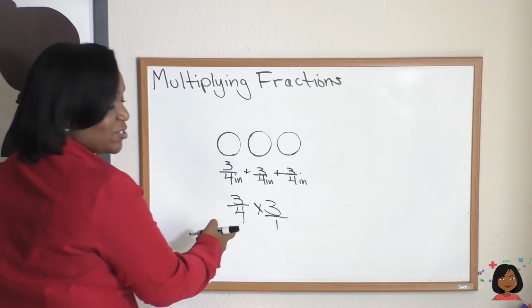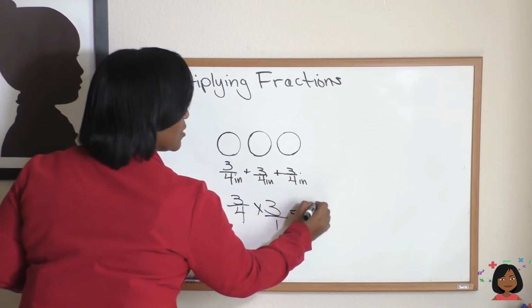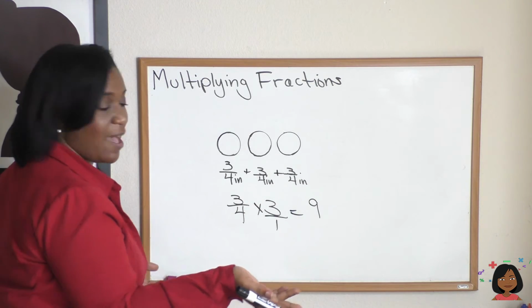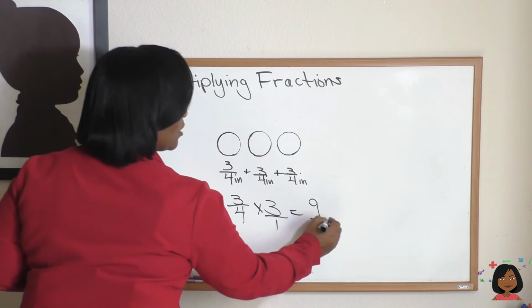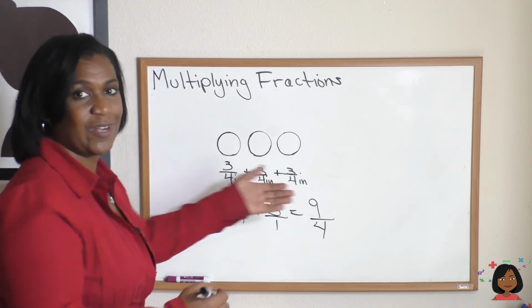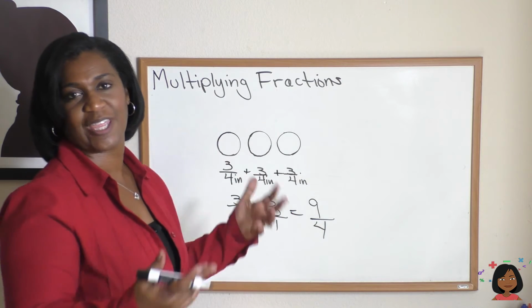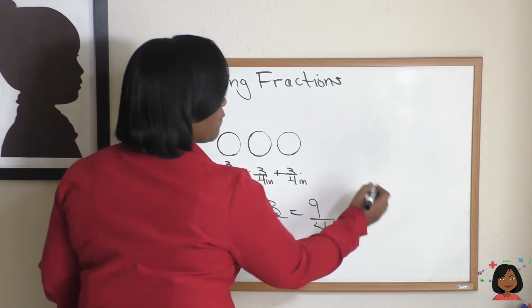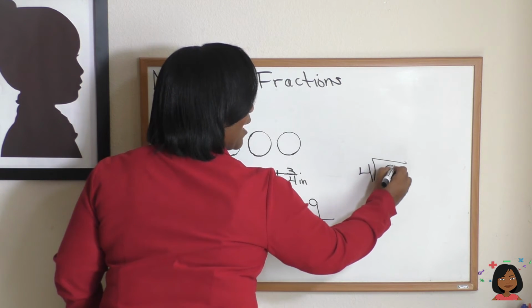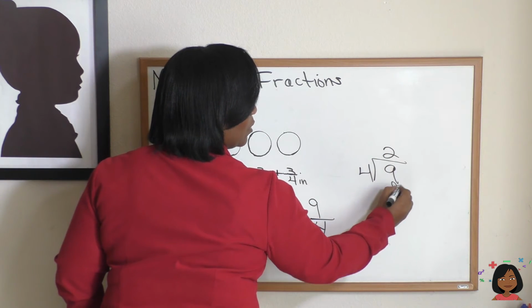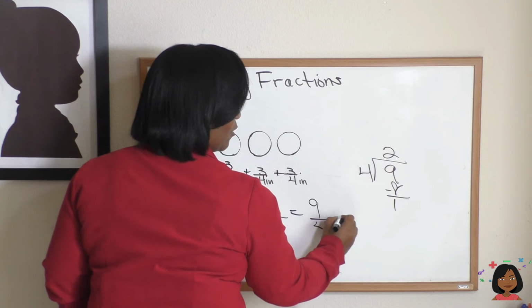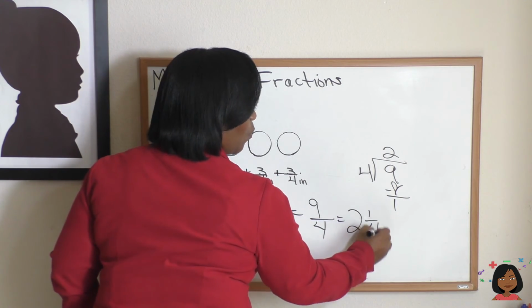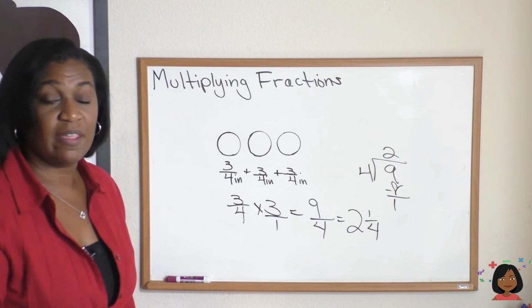So do the numerators now. 3 times 3 equals 9. And now do the denominators. 4 times 1 equals 4. And we know we're not going to keep it like that. We're going to change this into a mixed number. So we're going to go 4 into 9. And if we do the math, we have 2 with 1 left over. It equals 2 1/4. And there you go.